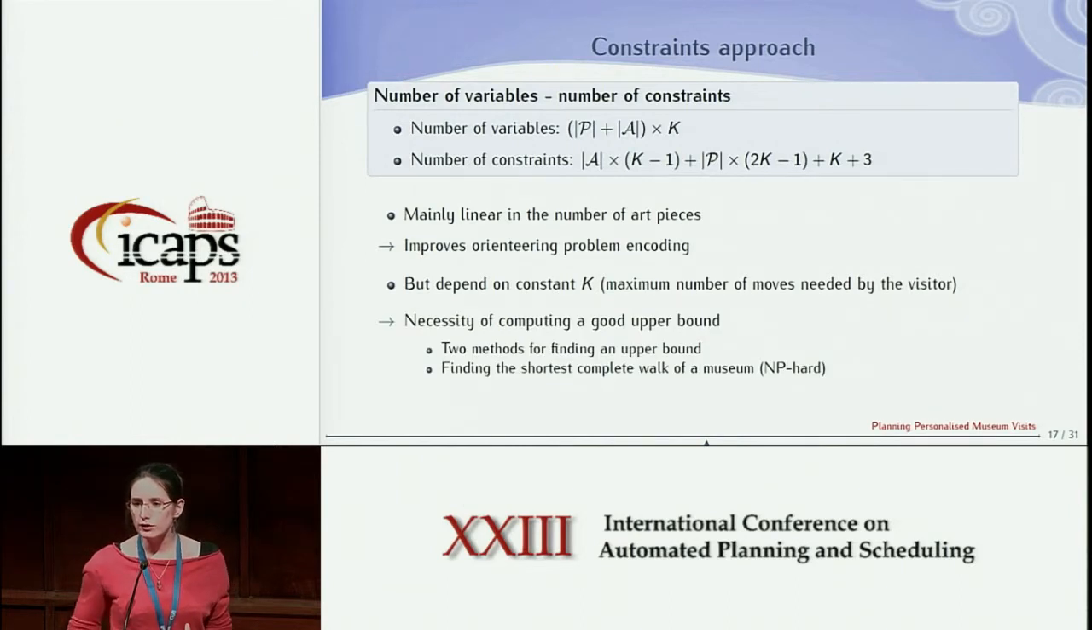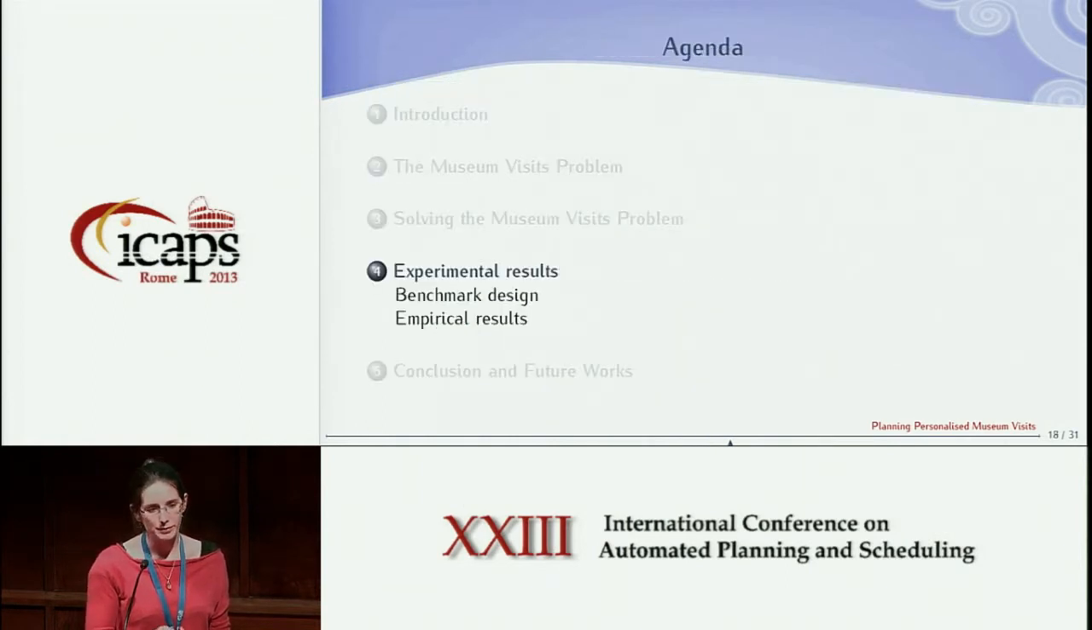So we need to find a very good upper bound of this constant because this will have a big implication on the constraints encoding. We have proposed two methods in the paper to find a good upper bound, and one of these methods is to find a shortest complete walk of the museum. I will let you read the paper for details about that, but finding a good upper bound might be NP-hard.